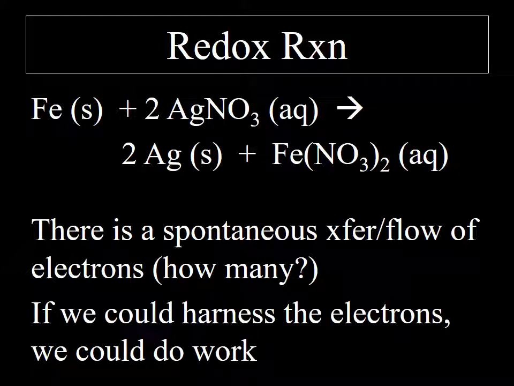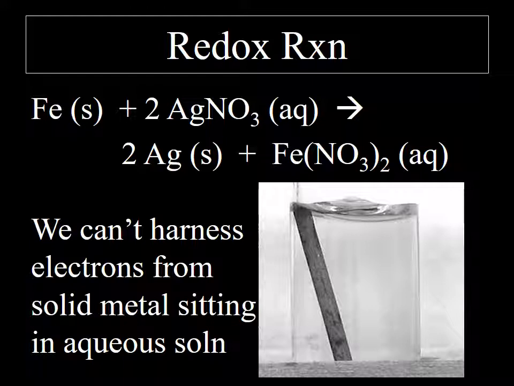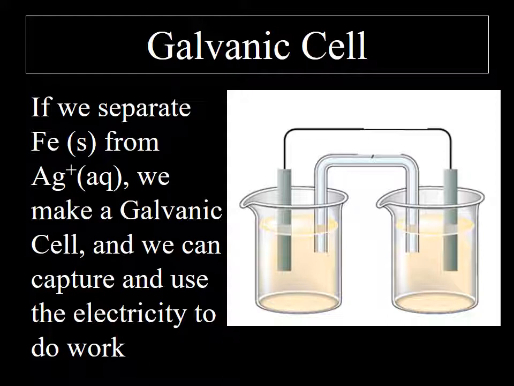So if we could harness those electrons, then we could do work. So this is how we usually do the reaction. We put a piece of iron into a silver nitrate solution and the reaction starts. The problem is with this setup, we can't harness the electrons. We can't get at them. We can't get them to then flow through a wire and go somewhere. So this method of doing the reaction isn't going to work. Instead, we're going to create a galvanic cell.